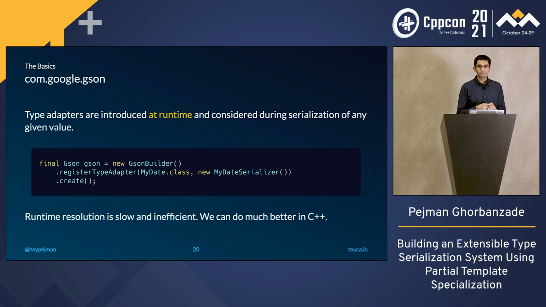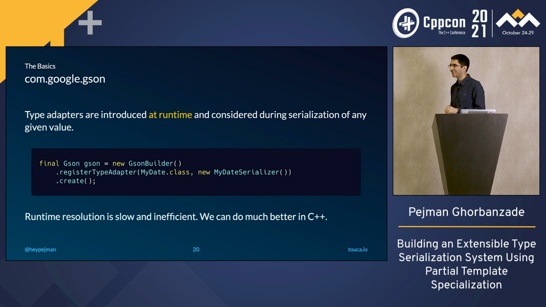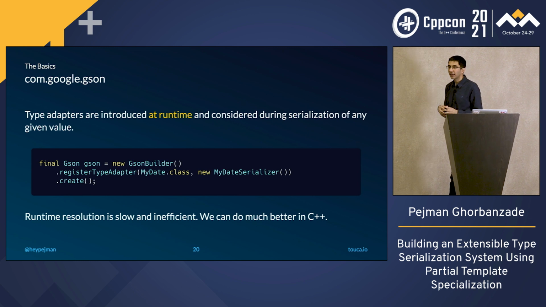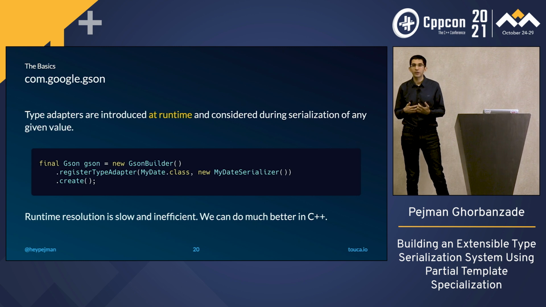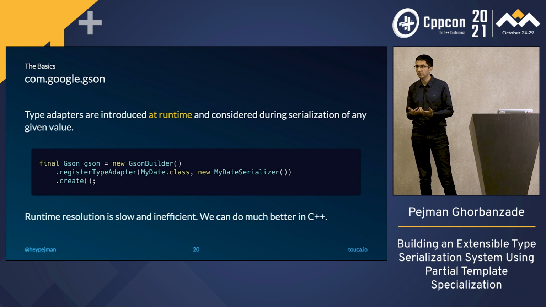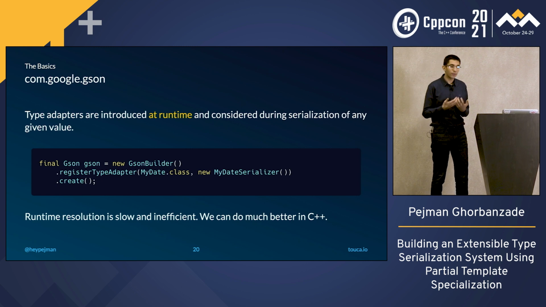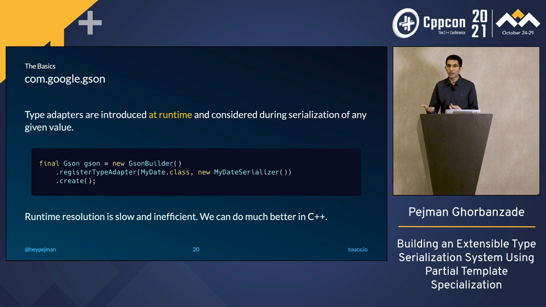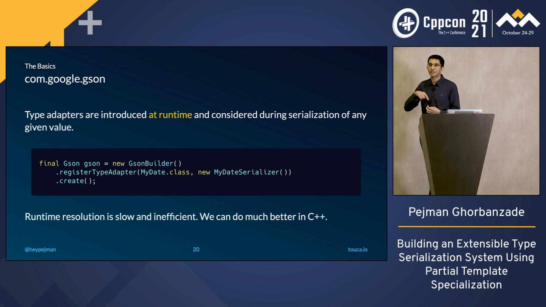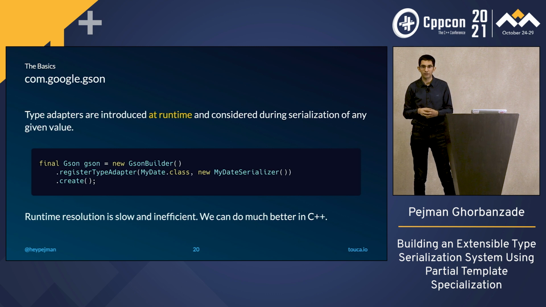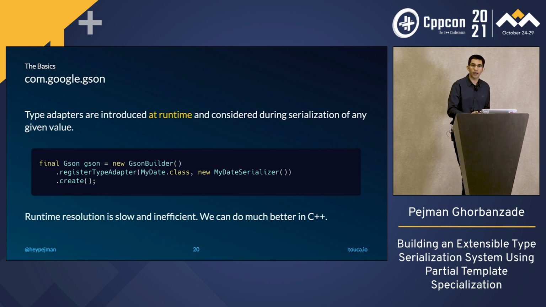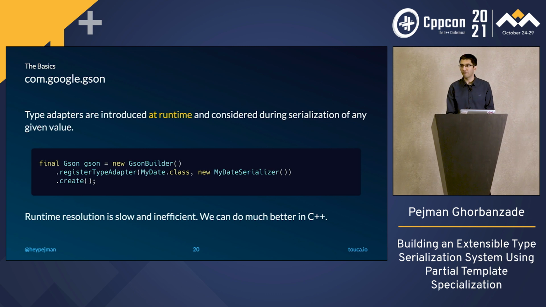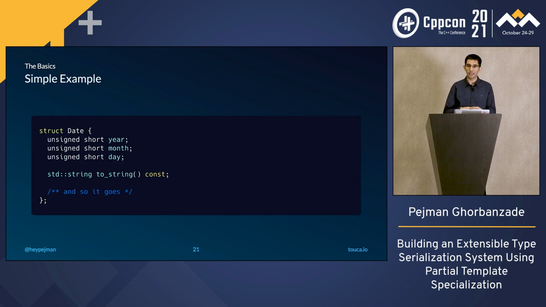Now, Java people might be okay with this approach, but we are using C++, which has inherent capabilities to mitigate this, to make sure that we don't have to look up at runtime how we want to serialize a given data type. We want to do it all at compile time so that it's efficient when we are actually trying to serialize a given unknown type or external type.